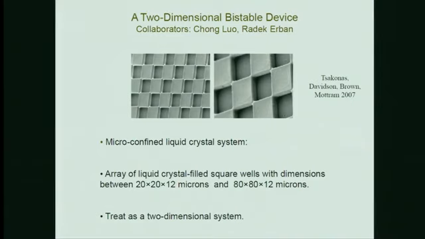Just to give you some background, here I have a picture of this 2D bistable device. As you can see from the picture, the basic construction is easy to understand. It's basically just a periodic array of square or rectangular liquid crystal wells filled with liquid crystal material. These wells are fairly shallow. This just means that the height of the well is pretty small compared to the cross-sectional parameters.